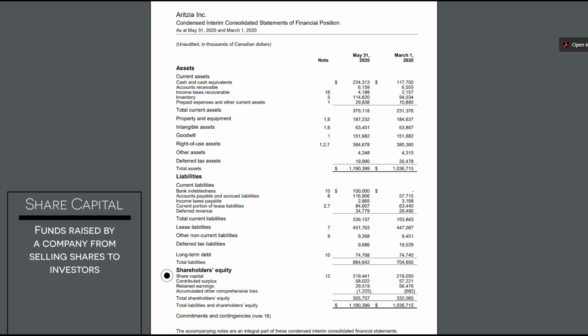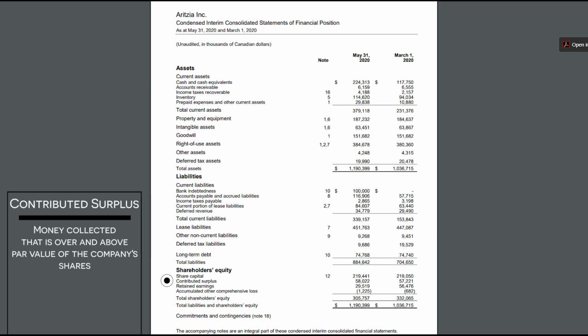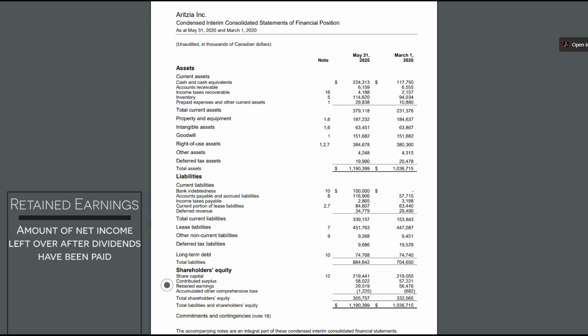So you're not going to see this number fluctuate unless Aritzia were to either issue shares or buy back shares. So contributed surplus is a little confusing, but essentially it is money paid over and above the par value of shares. So retained earnings. So retained earnings essentially represent the profits of the company. Now, if you have a dividend paying company, the dividends come out of these retained earnings.